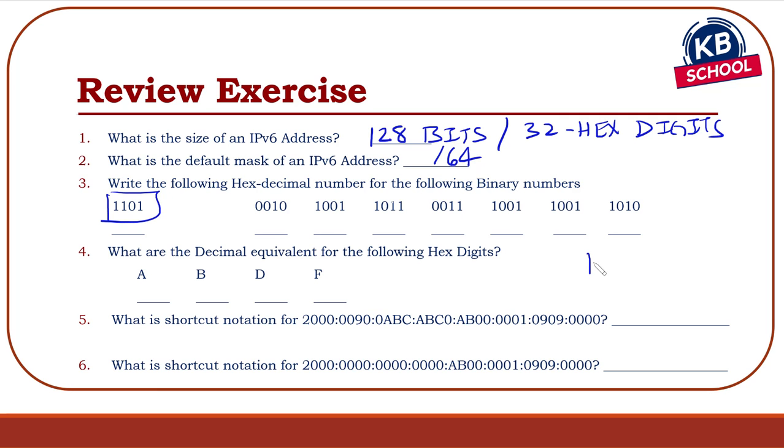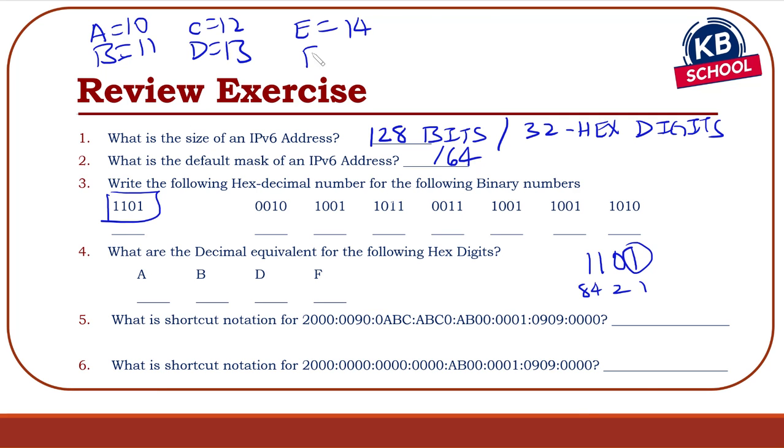1101, so 8 plus 4 plus 1. 8 plus 4 is 12, plus 1 is 13. If you look at the table over here, A equals 10, B equals 11, C equals 12, D equals 13, E equals 14, and F equals 15. You have that table in front of you, or you have it memorized. So if you see 8 plus 4 plus 1, which is 13, you would write that as a D.